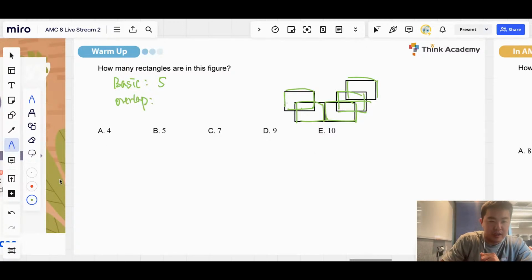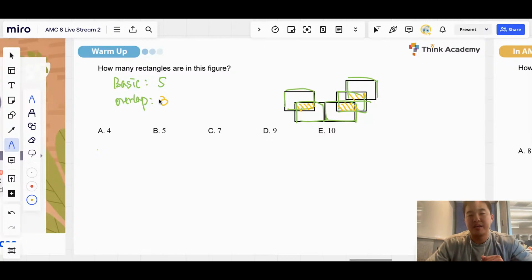So I will change to a different color for better visual purpose. So the first one is here. That is the overlap part created by the first and the second basic rectangle. And this is our second one, the third one, okay? So we can write it as 3.